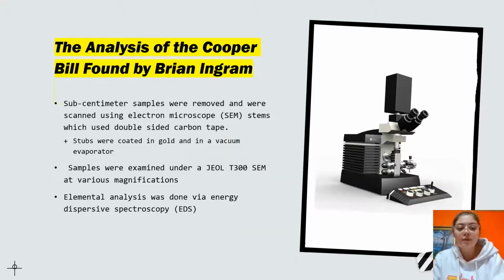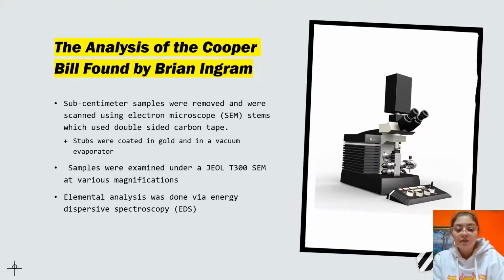So the analysis of the D.B. Cooper bill found by Brian Ingram. They used sub-centimeter samples, which were removed and scanned using electron microscope SEM stubs, which used double-sided carbon tape. The stubs were coated in gold in a vacuum evaporator. Samples were examined under a JEOL T300 SEM at various magnifications, so we could see different aspects of what we're trying to look at on these bills.